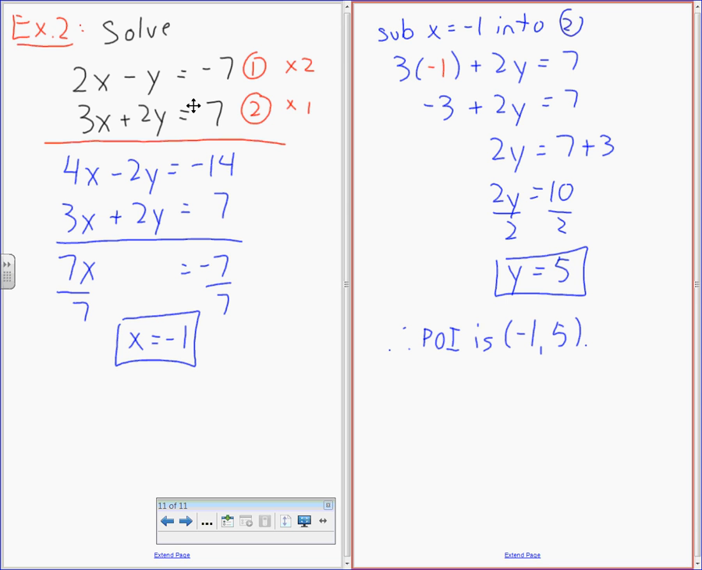Okay, so that was me going at 100 miles an hour. Okay, for that. Okay, at the end. Yeah, question? So it doesn't really matter if you sub it into 1 or 2? No, either one will work. I just chose number 2 because it was a positive and a positive.